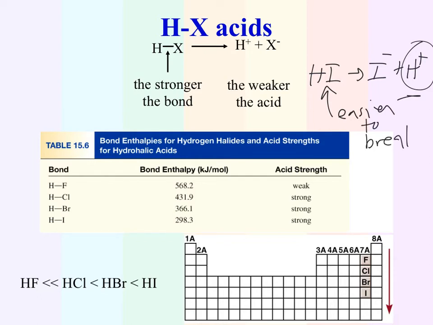All right, so make sure that you guys are connecting all these trends, that you're spending a little bit of time to think it through. It can get a little bit fuzzy, but as long as you straighten everything out in your head, you should be able to always tell me why HI would be a stronger acid than HF.